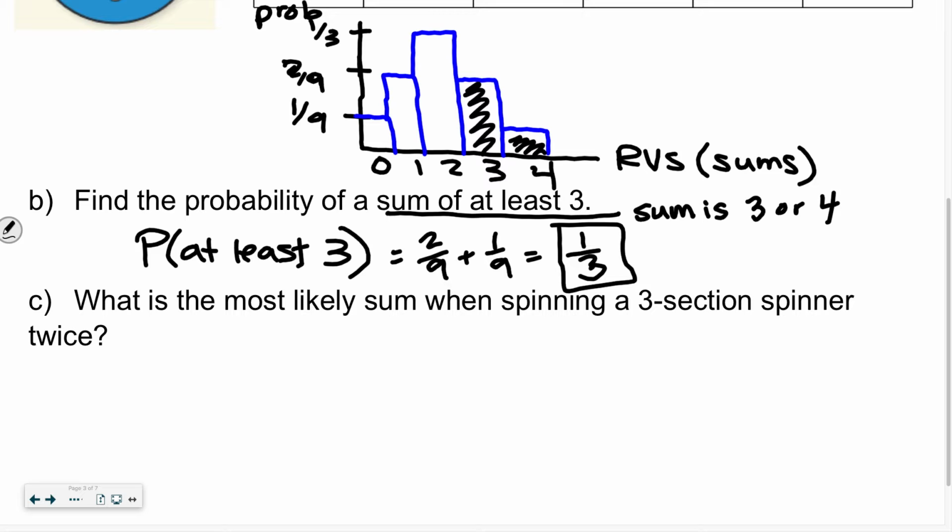What's the most likely sum? 2. How can you tell it's 2? It's the highest probability, or in your picture, it's the highest bar, right? Just like visually, it's the highest one, so it's the most probable. Highest bar will be the most probable outcome. Okay, so 2 has the highest probability, which means it has the highest bar.